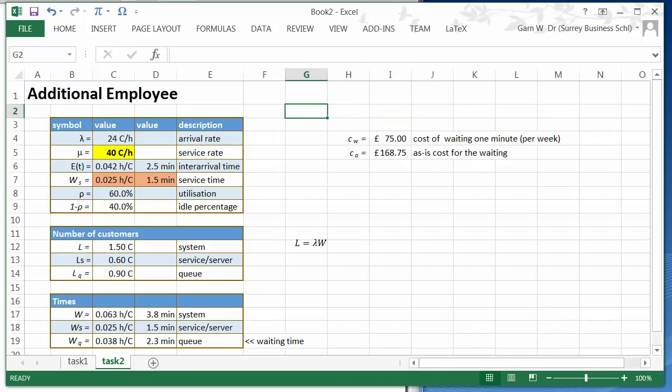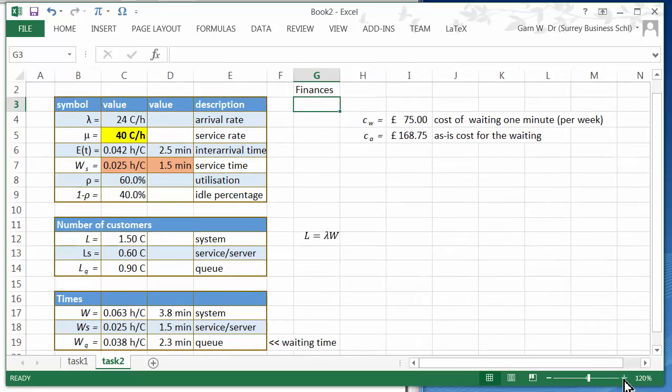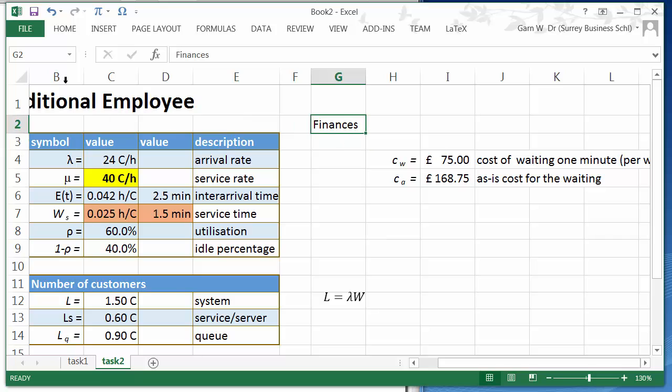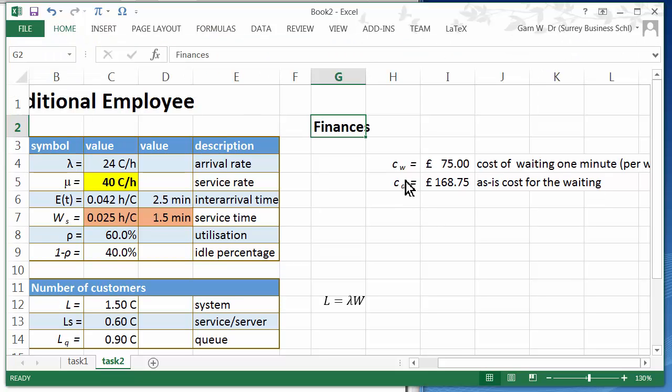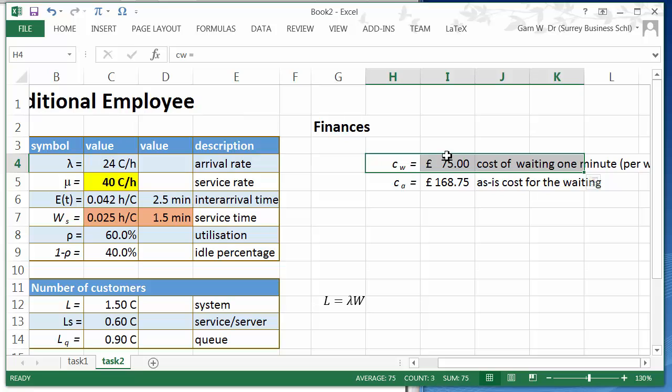Okay, so let's start a new section, finances. What are the finances of that? So we still have the 75 pounds for the waiting. That's fine.